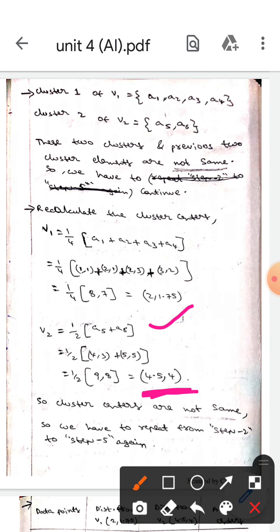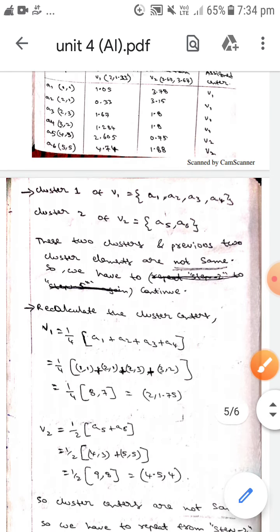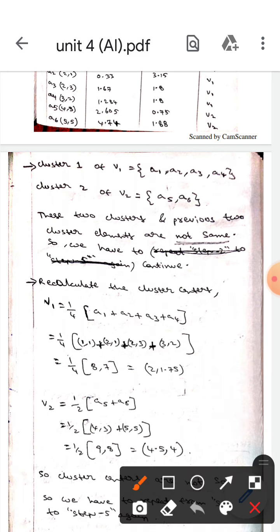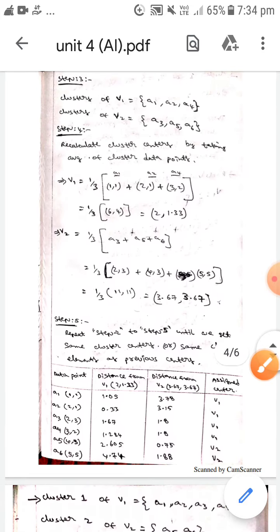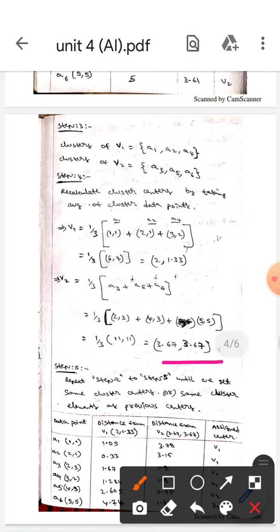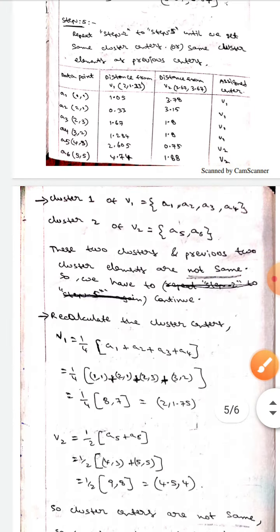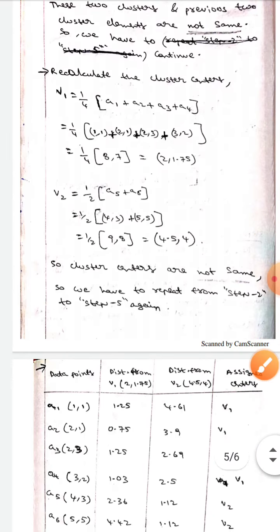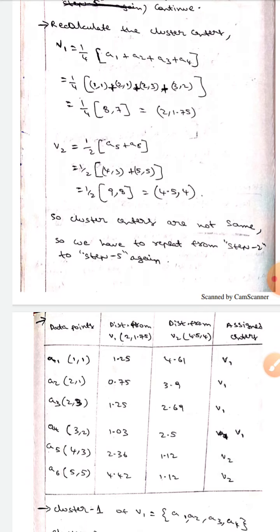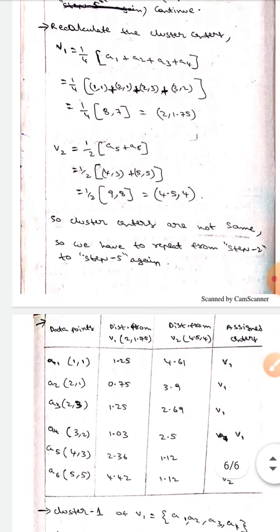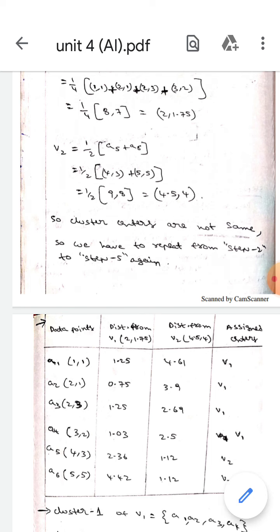Here if you observe, this cluster center 2 comma 1.75 and 4.5 comma 4, these two cluster centers are not the same as the previous cluster centers. As cluster centers are not the same, we will repeat step 2 to step 5 again, guys.